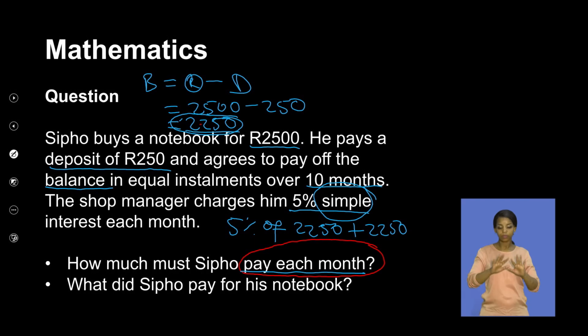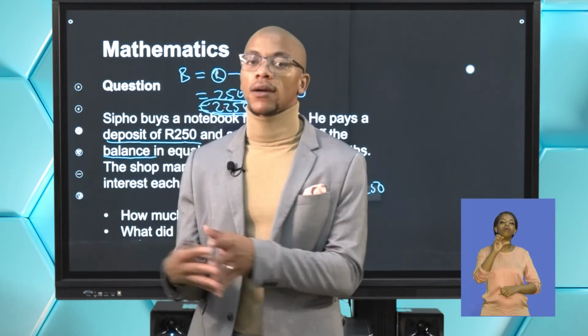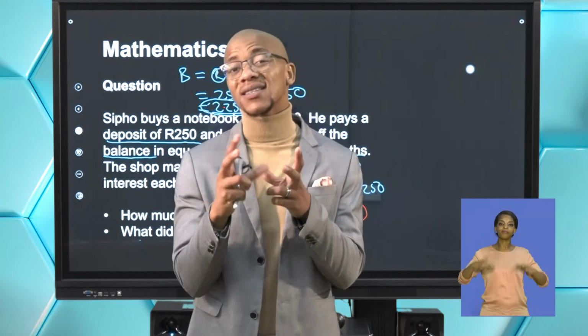And then what did Sipho pay for his notebook? So what does that mean? It means you will then need to look at how much Sipho paid every month, multiply by that 10, and that will give us how much Sipho paid in total at the end of the duration of his agreement with the manager. So that's what the concept of simple growth is all about.